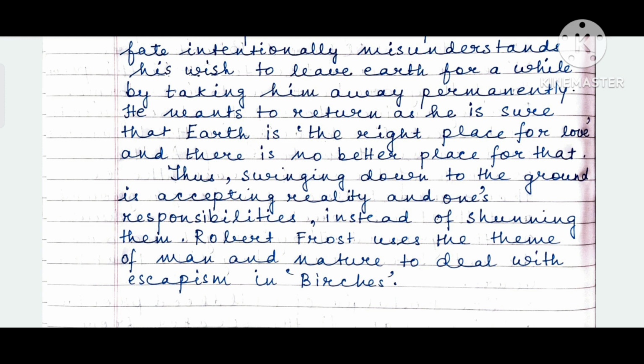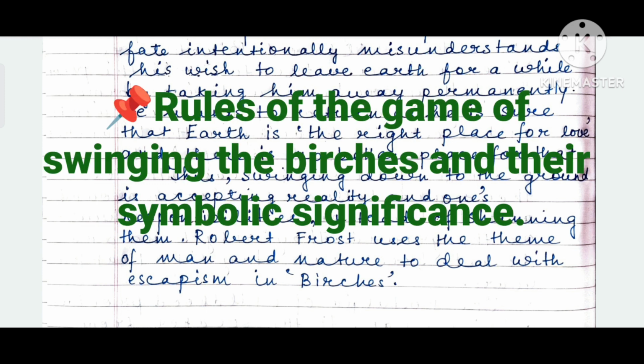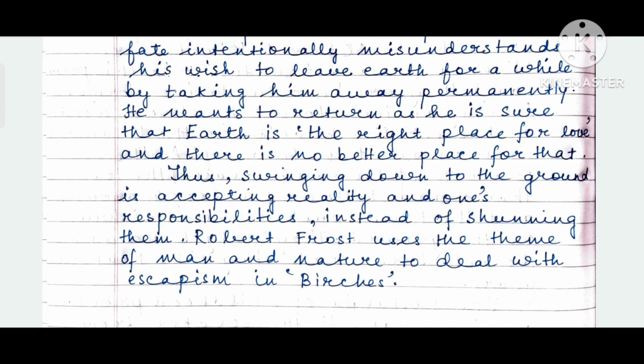Focus on the description of the birches on a sunny winter morning. And another thing, what are the rules of this game of swinging birches? How does the boy climb the birches and how does he come down? What are the rules that he learns? Why does Frost want to be a swinger of birches at this late stage in life? He is an adult and therefore he wants to be a swinger of birches. He wants to escape temporarily into a world of imagination. I hope you will find this answer really helpful.